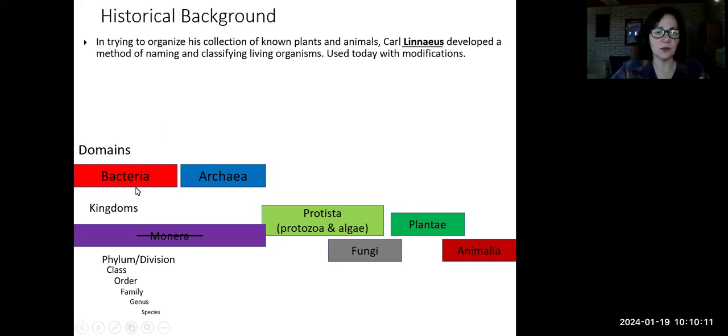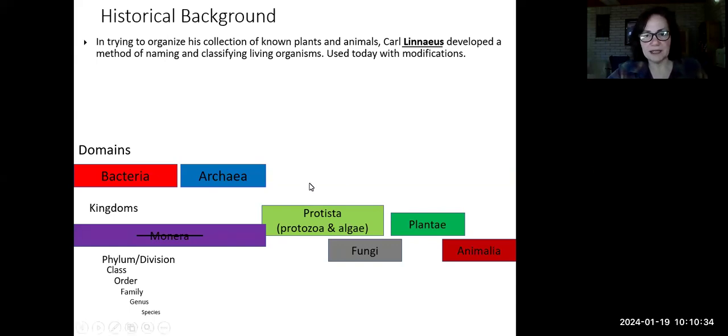And bacteria are the ones that you're familiar with. Some of them can cause disease in humans. Archaea are single-celled organisms that live in really extreme conditions, like hydrothermal vents, like the hot springs in Yellowstone. I mean, really, really extreme conditions.